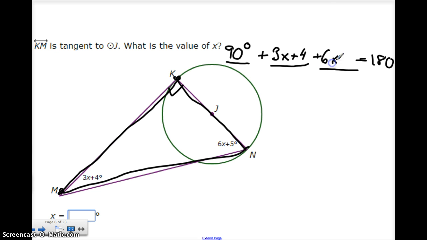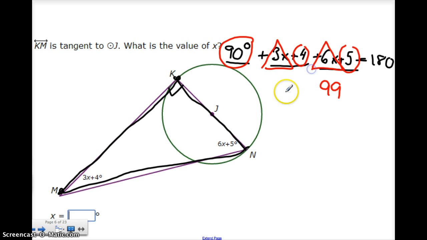Well, now that I've set up my equation, all I have to do is solve it to find out what x is. First step, combine like terms. Well, I have 90, 4, and 5, which are all like terms. So let's combine those, and we get 90 plus 4 plus 5 is 99. And then I have 3x and 6x, which are also like terms. So when I add those together, I get 9x. So 9x plus 99 equals 180.